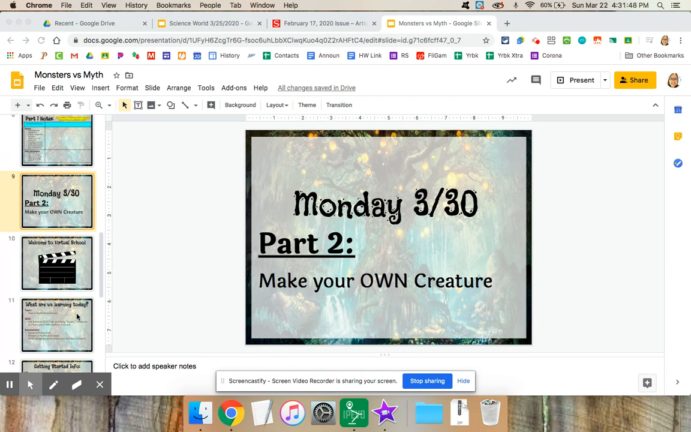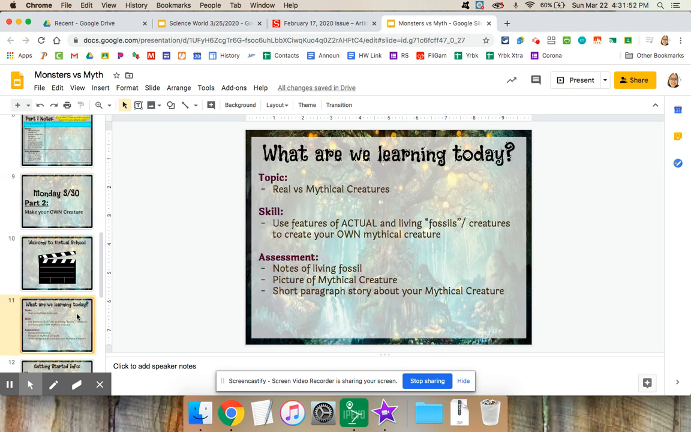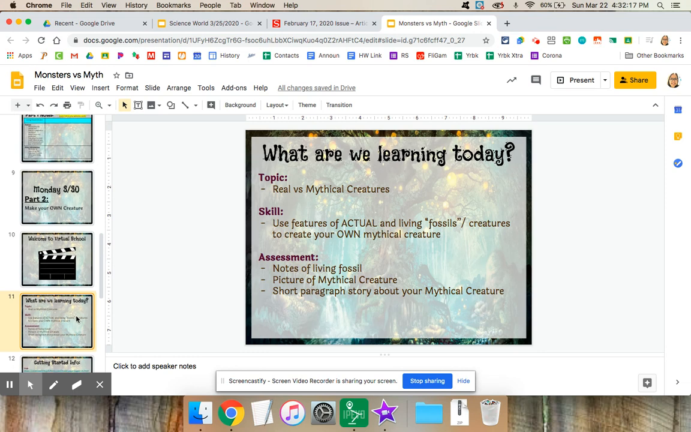So what we're learning today is we're continuing what we worked on Friday. Friday we researched our living fossil. Today you are making your own creature. So we're continuing to look at real versus mythical creatures. Our skill again is using features of actual and living fossils or creatures to create our own mythical creatures. And then our assessment, so you've already got the notes of the living fossil done. So today you are making a picture and then writing a short story paragraph about your mythical creature.